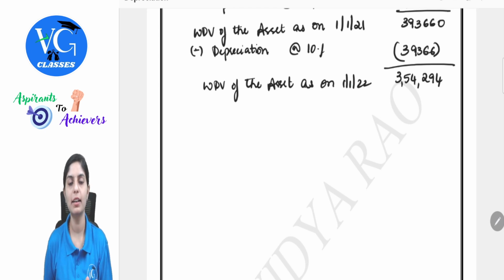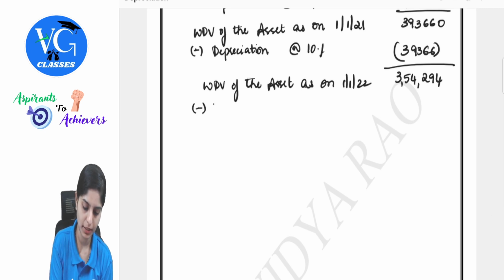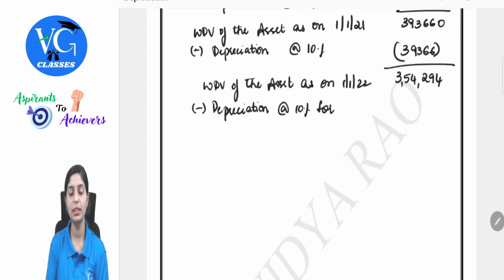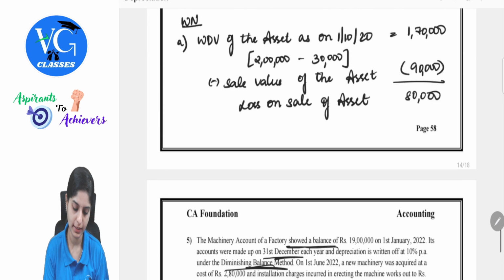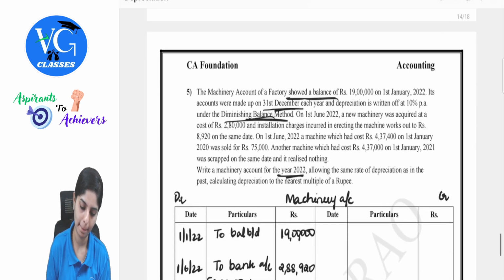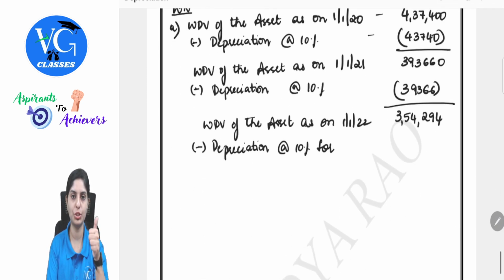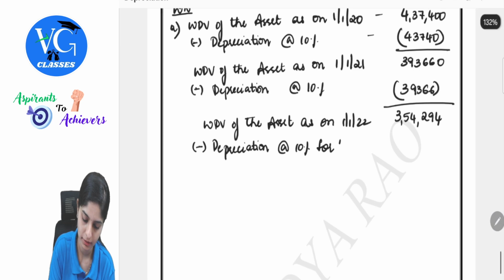So in the current year, it is used till June. So we will calculate the depreciation for how many months? The asset is getting sold on which date? On 1st June. The asset is getting sold on 1st June. So Jan, Feb, March, April, May. Because it is sold on 1st June, for 5 months.